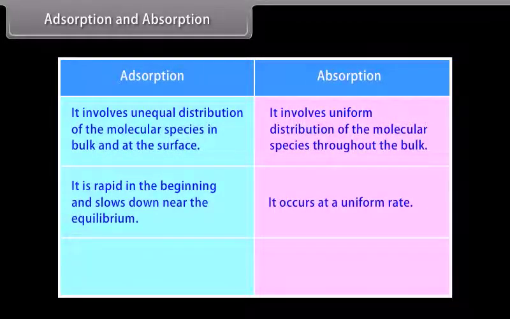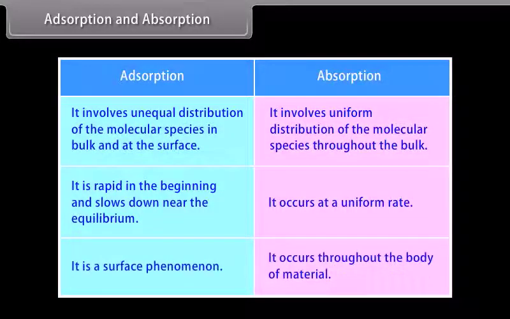Adsorption is rapid in the beginning and slows down near the equilibrium, whereas absorption occurs at a uniform rate. Adsorption is a surface phenomenon, whereas absorption occurs throughout the body of the material.